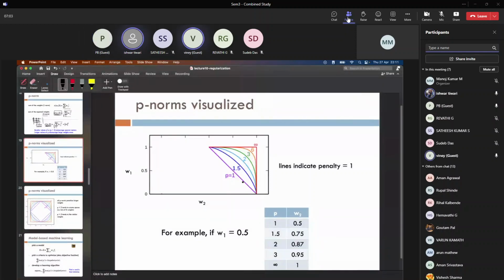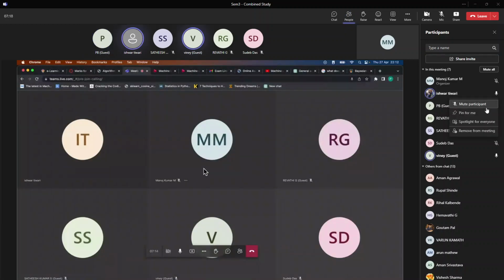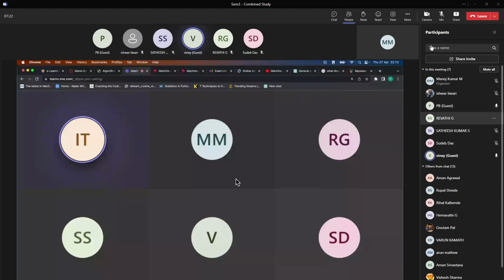There is some background noise. Has anyone by mistake, Mr. Tiwari, has his mic open now. That's why. There's no issue. Manoj, can you mute Mr. Ishwar Tiwari?